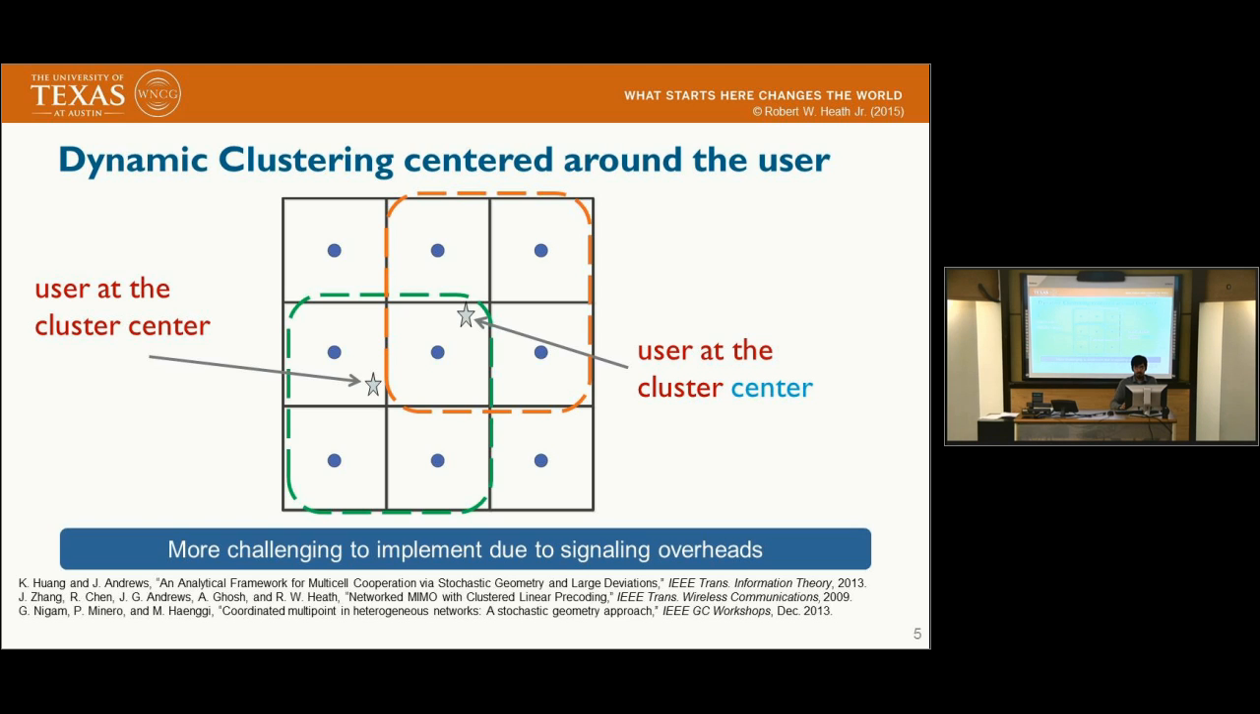However, it could be more challenging to implement due to signaling overheads, because unlike static clustering, which remains fixed over time, the dynamic clusters are user defined and adapt over time. Dynamic clustering, however, does not suffer from the problem of cluster edge users as static clustering does, because the clusters formed in dynamic clustering are user centric.